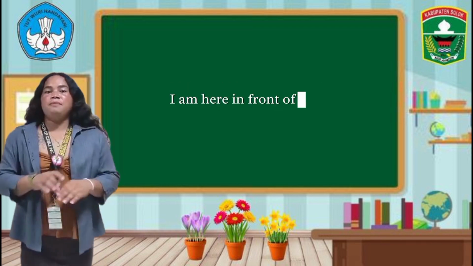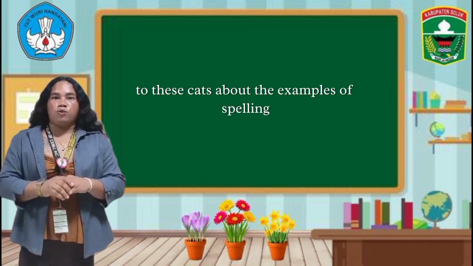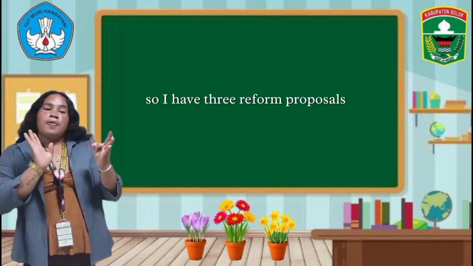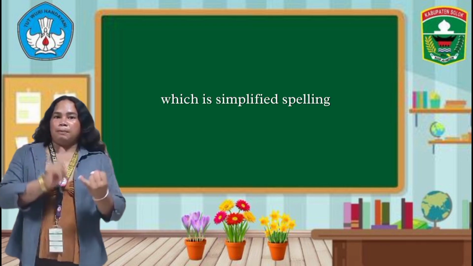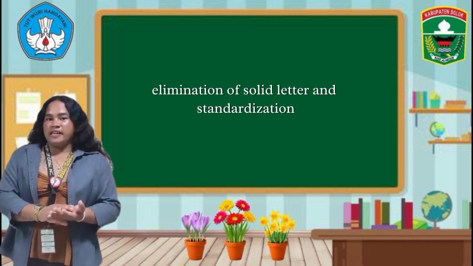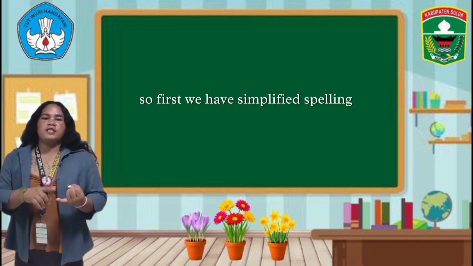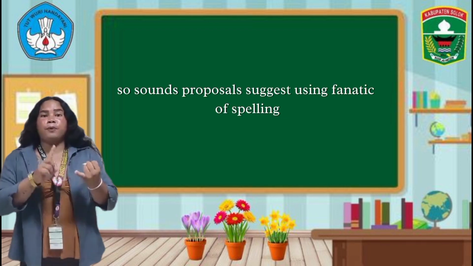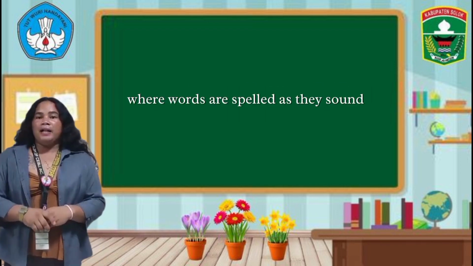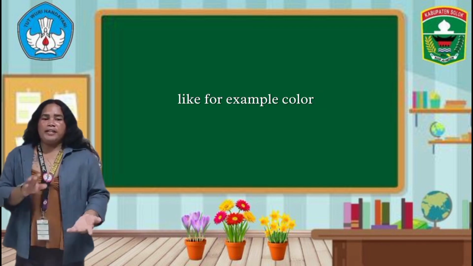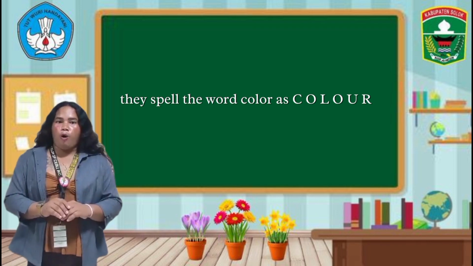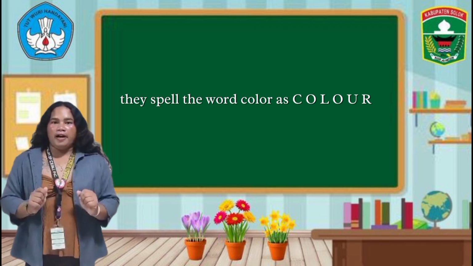Good day, class. I am here in front of you to discuss the examples of spelling reform proposals. I have three reform proposals: simplified spelling, elimination of silent letters, and standardization. First, we have simplified spelling. Some proposals suggest using phonetic spelling, where words are spelled as they sound. For example, they spell the word color as C-O-L-O-U-R.